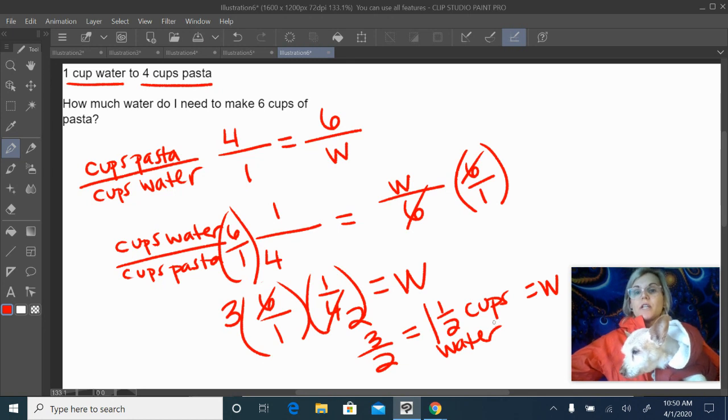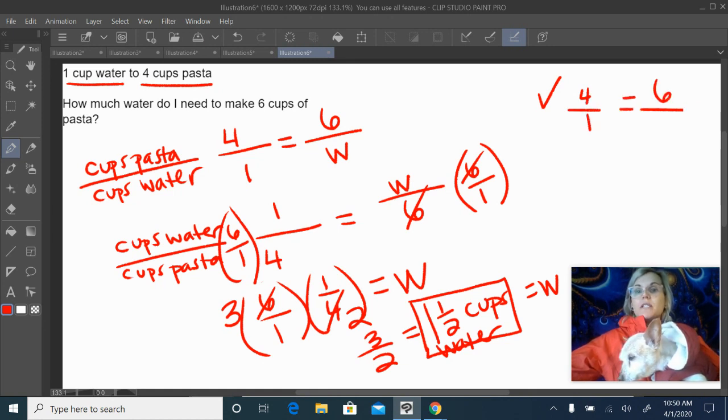And I really suggest going back and making sure that this makes sense. So if I want to make 4 cups of pasta and I use a cup of water, yeah, it makes sense that if I want to make more pasta, I'm going to use more water and not that much more water. So that checks out to me and it makes sense. And if I wanted to, I could also check it by doing 4 over 1 equals 6 over, let's keep it over 3 over 2, and I can figure out if that checks. So let's do another one.